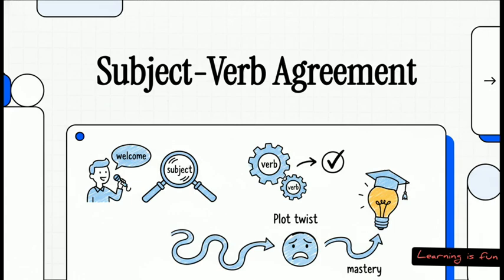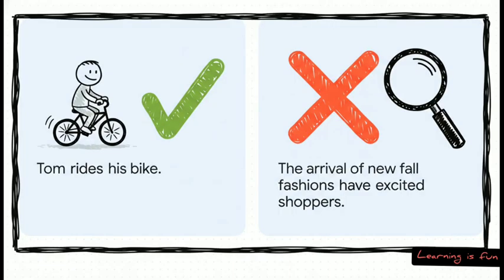Subject-verb agreement. It sounds so simple, right? But English just loves a good plot twist. Don't worry though, because by the end of this, you are going to have this thing down cold. Okay, let's just jump right in.